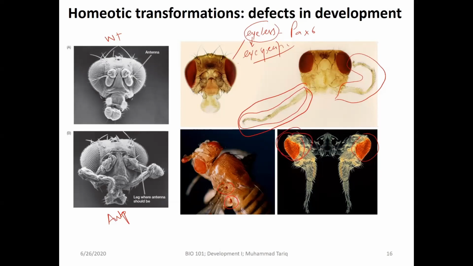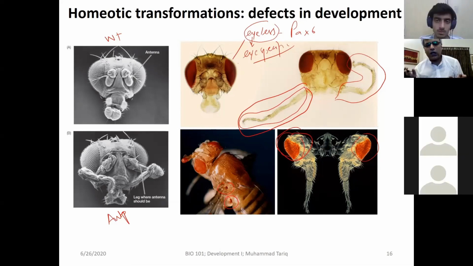Or imagine your eyes start expressing heart specific genes, or your eyes start expressing neuronal genes, and neurons start expressing eye specific genes. What will happen? Straight away cancer, death, abnormality. These experiments show you how crucial it is to maintain that differential gene expression established early during development.